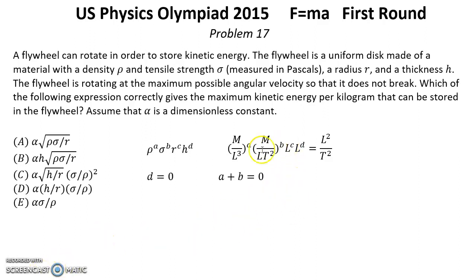For unit mass, we have A plus B equals 0. For unit length, we have negative 3A minus B plus C equal 2. For unit time, we have negative B equal negative 2. So it means that B equal 1, A equal negative 1, and C equal 0. That's the answer E, the correct one.